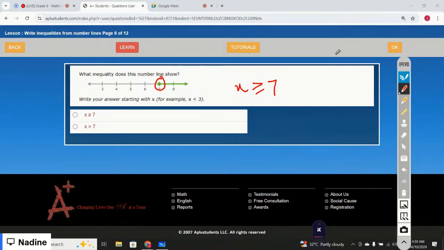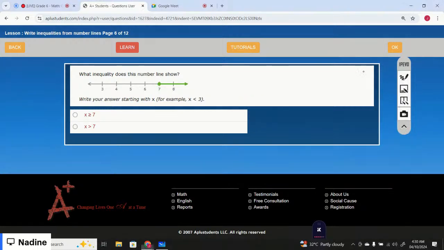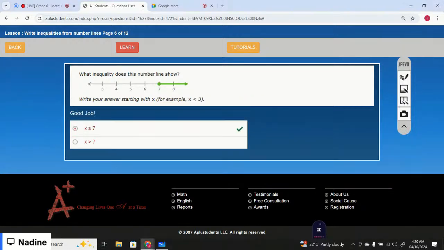The correct option is option number 1, x is greater than or equal to 7. Option number 1 is the correct option. You want to leave, you can leave.